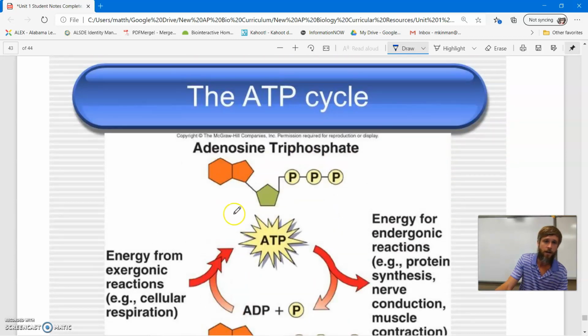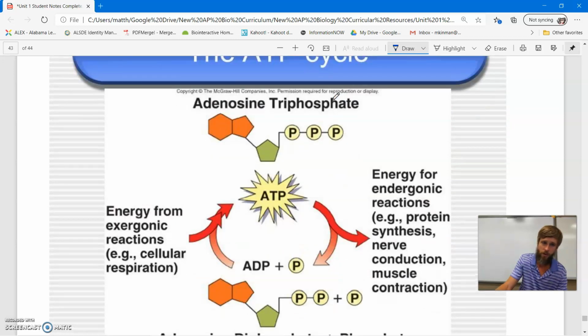All right, so the last thing, I'm not going to get into the phosphorus cycle. You guys can read that. The ATP cycle. ATP is very, very important to understand. But look at its structure. Here we have a nitrogenous base, we have a sugar, and we have 3 phosphate groups. If we take away 2 of those phosphate groups, then what do we have? Pause the video and think about it. What is this structure?